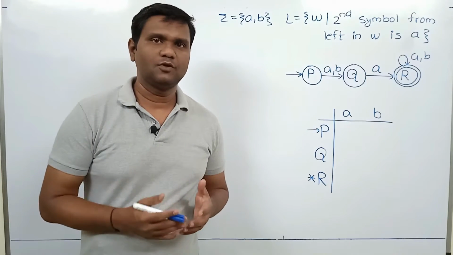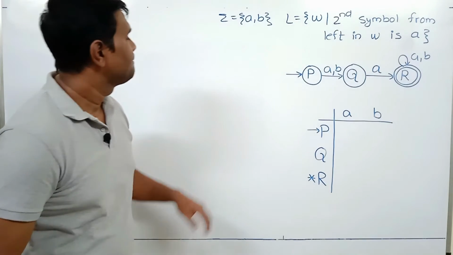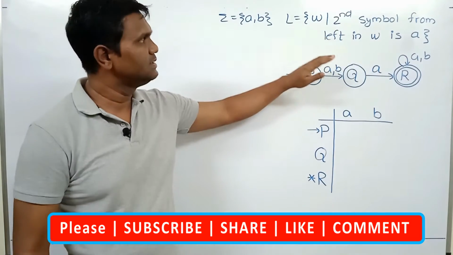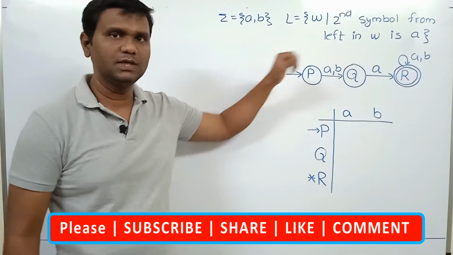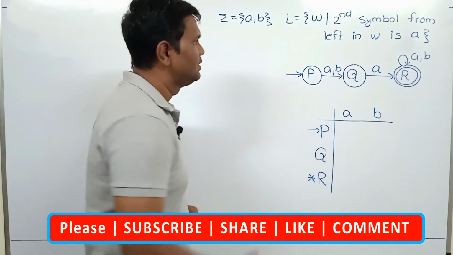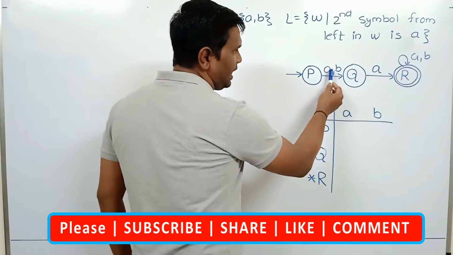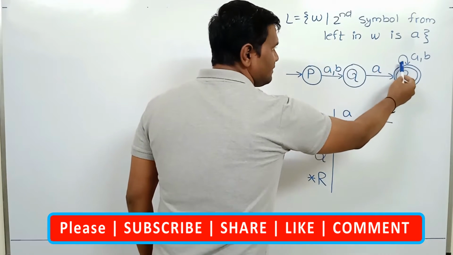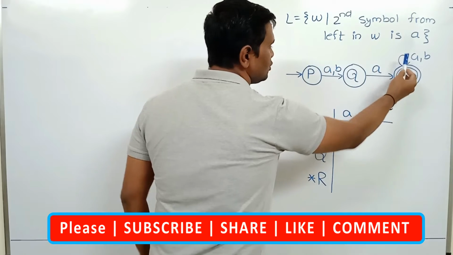Consider next example for NFA to DFA conversion. Alphabet contains A and B, language L is W such that second symbol from left in W is A. So this is the NFA we already have studied. First symbol from left can be A or B, second symbol must be A, and anything that comes after in the string is processed in this loop.